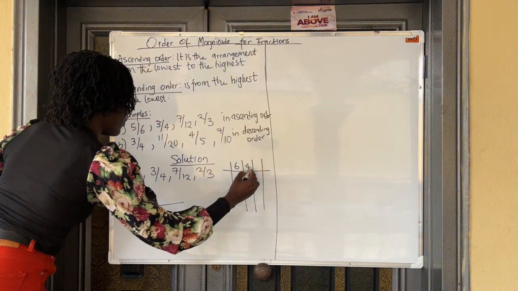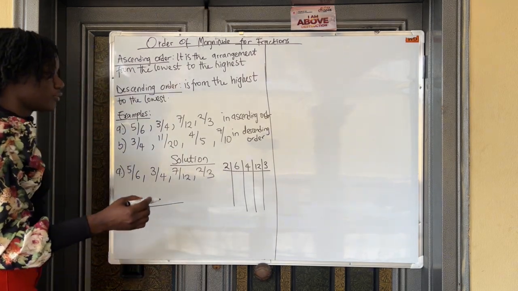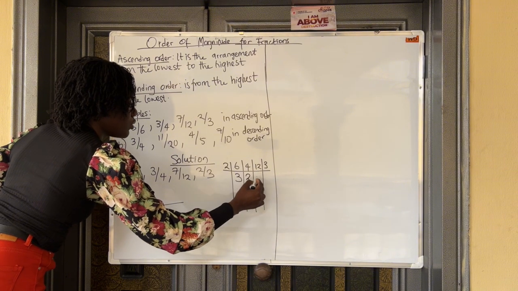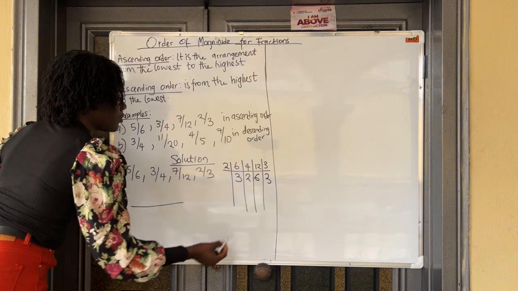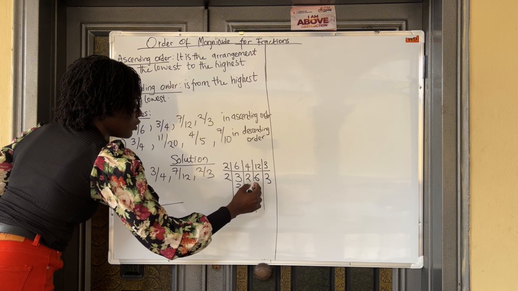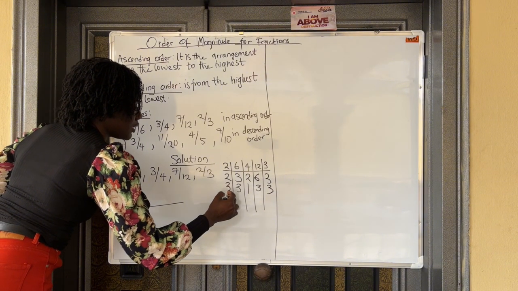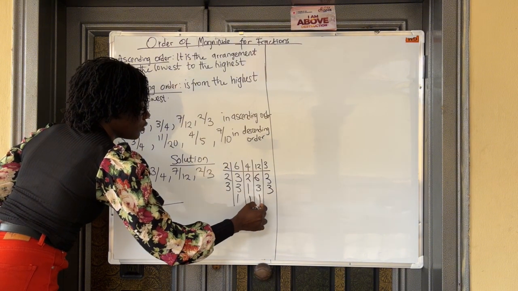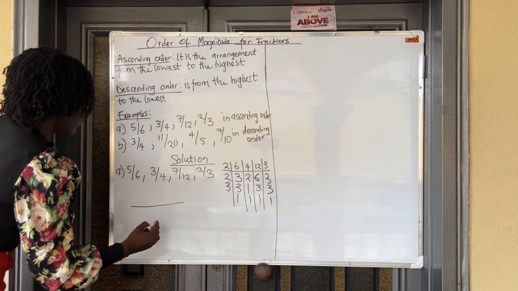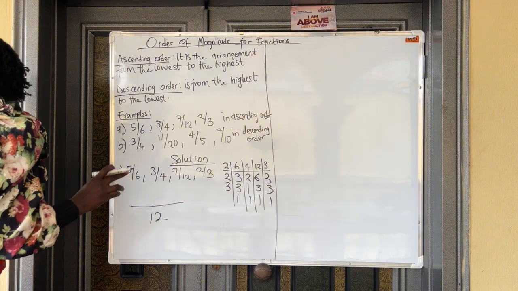6, 4, 12, 3. The first thing, 2. 2 divided into 6 is 3, 2 divided into 4 is 2, 2 divided into 12 is 6. 2 cannot divide 3, it comes down. Another 2. 2 divided into 3, it can't go. 2 divided into 2, 1. 2 divided into 6, 3. Then 2 cannot divide 3, it comes down. The next one is what? 3. 3 divided into 3, 1, 1, 1, 1. So we then multiply these. 2 times 2, 4. 4 times 3, 12. We're having 12 here as the lowest common multiple, the LCM.